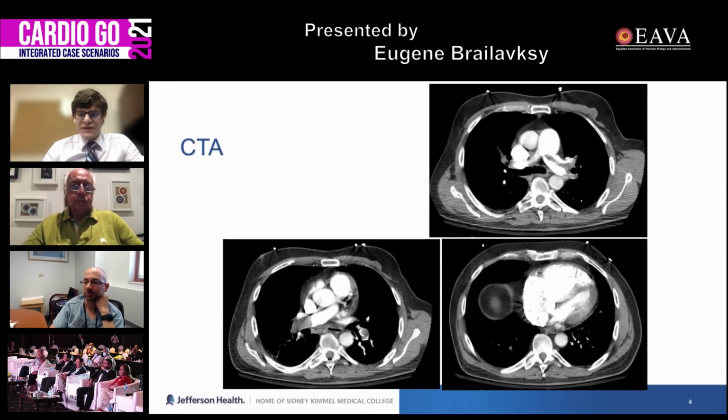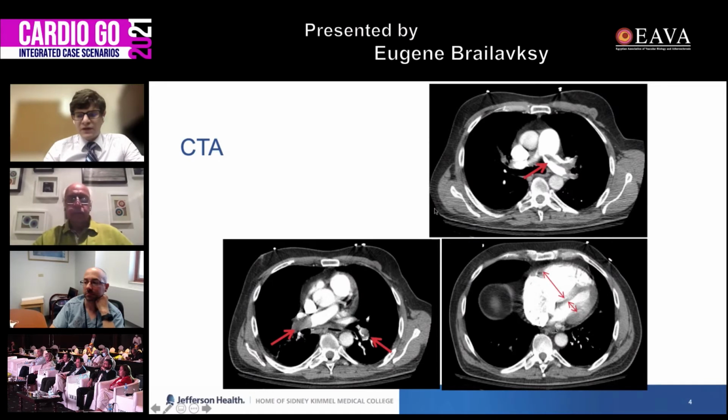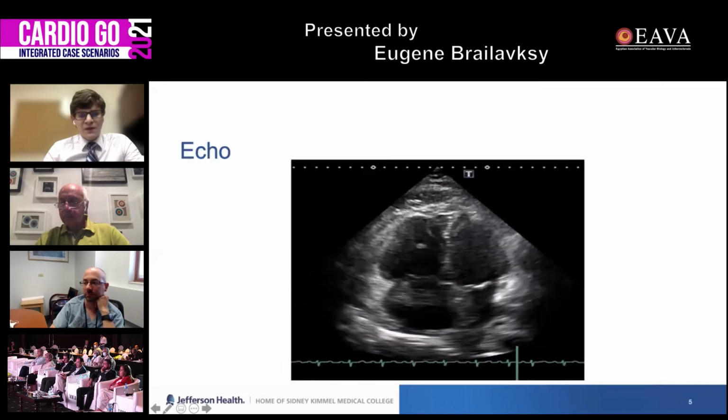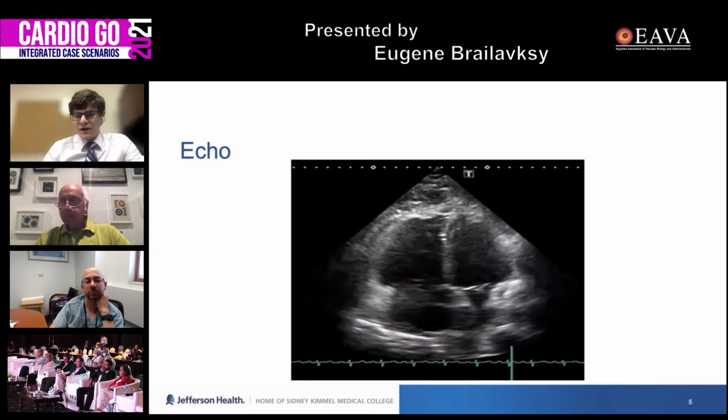This was his CTA on presentation. You can see here he has a saddle embolism, straddling the main PA, and then more importantly, he had occlusive clots proximally, and his RV was significantly dilated. This is something we look at for every CT. So his RV to LV ratio was significantly more than 1. It's probably in the 1.5 range.